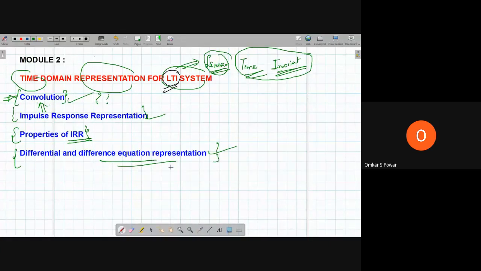Representation. So this last one you have studied in mathematics, so it will be easy for you guys. You should teach me. But these three things are like new things to you.